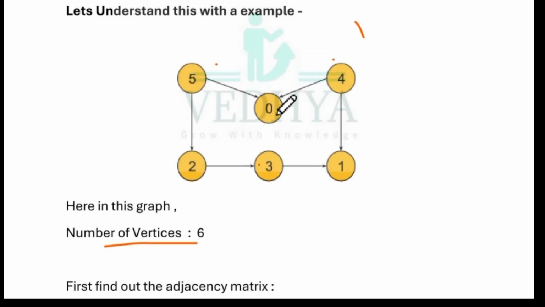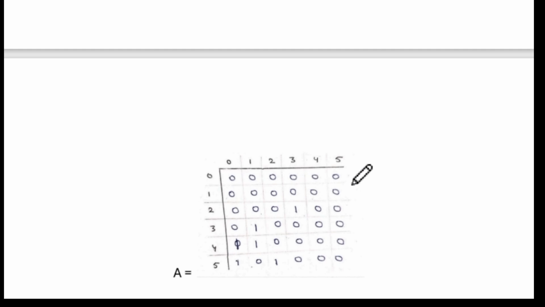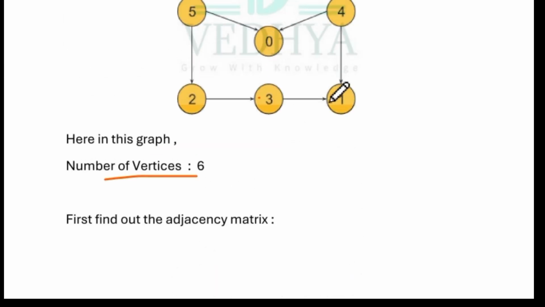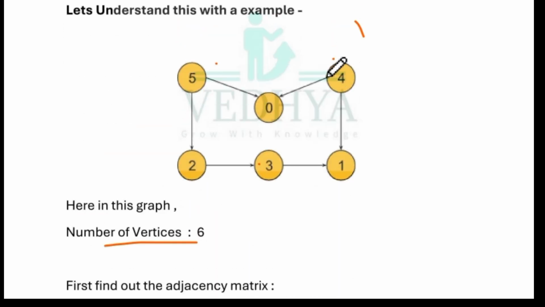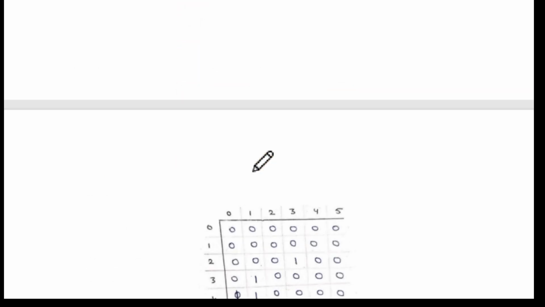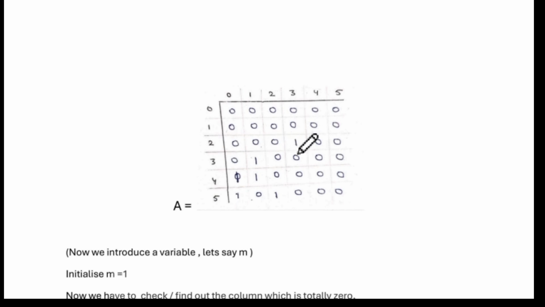Let us find it. From 0 there is no connection, there is no direction out of 0, so row 0 is all 0. From 1 there is no connection to any vertex. There is a connection from 3 to 1 and 4 to 1, but none from 1 to any vertex, so row 1 is also totally 0. Now vertex 2 has a connection 2 to 3, so only the entry for 2 to 3 is 1 and the rest are 0.